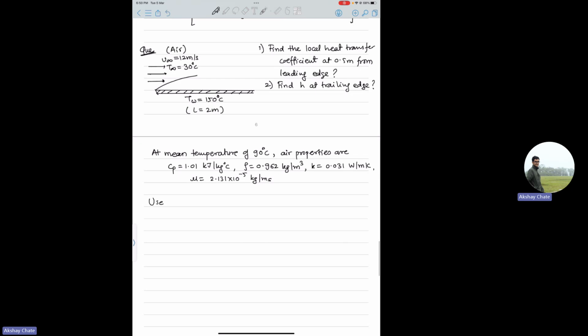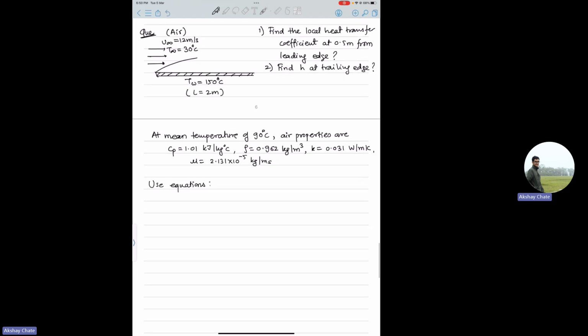And they have given equations also. So you need not remember equations. These equations you already know. Just now I gave them as the note. For laminar, and Nusselt number of 0.0296 Re to the power 4 by 5 for turbulent. So everything was given in this question. You need not remember the expressions also.